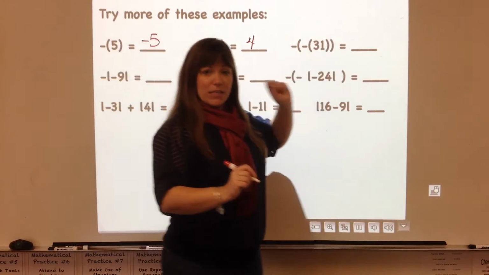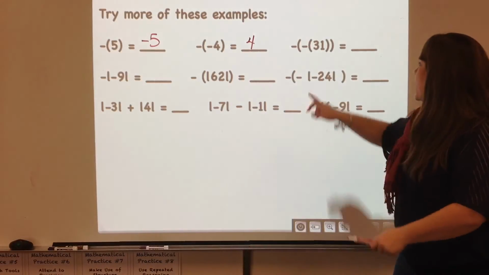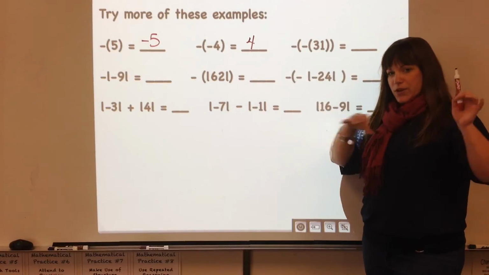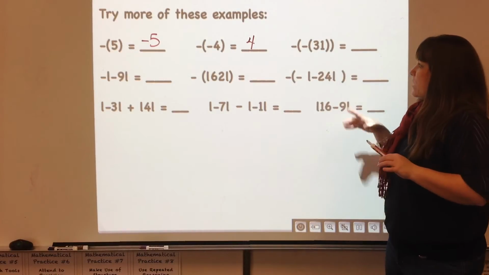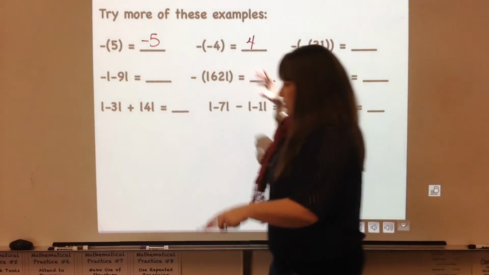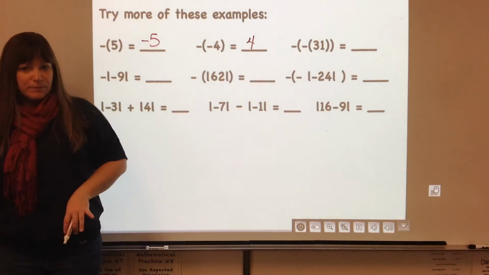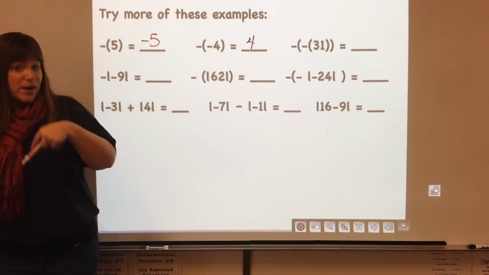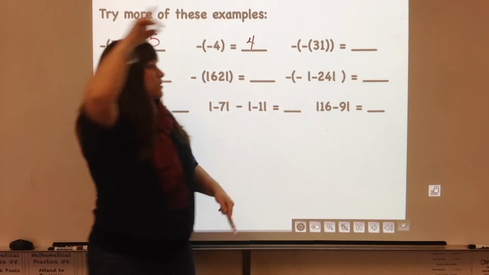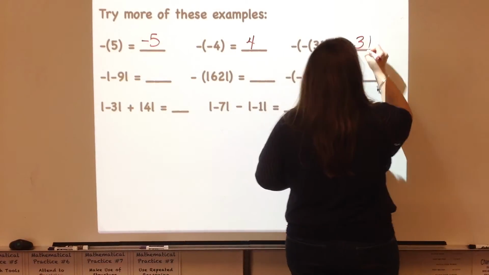Here's where we start getting into the opposite of the opposite. So we have the number 31, that's somewhere over here on the right side of the number line. We have to find the opposite, which is over here, negative 31. And then we have to find the opposite of where I'm standing here, negative 31. And that's all the way over 31.